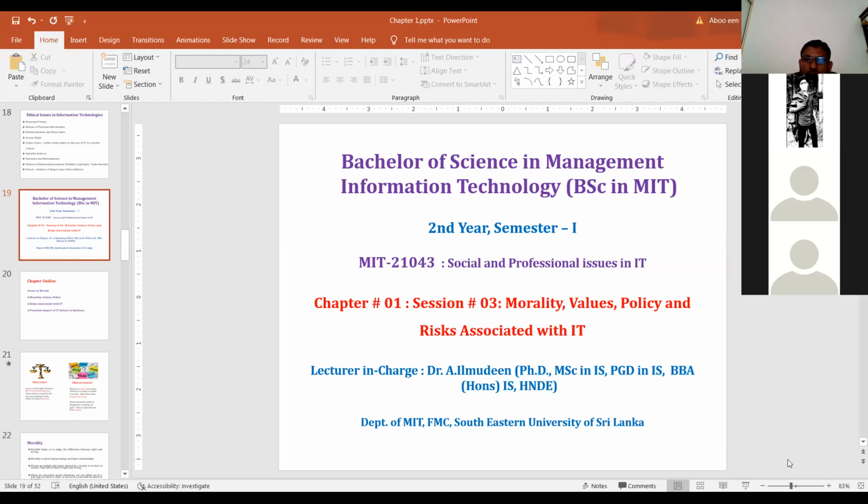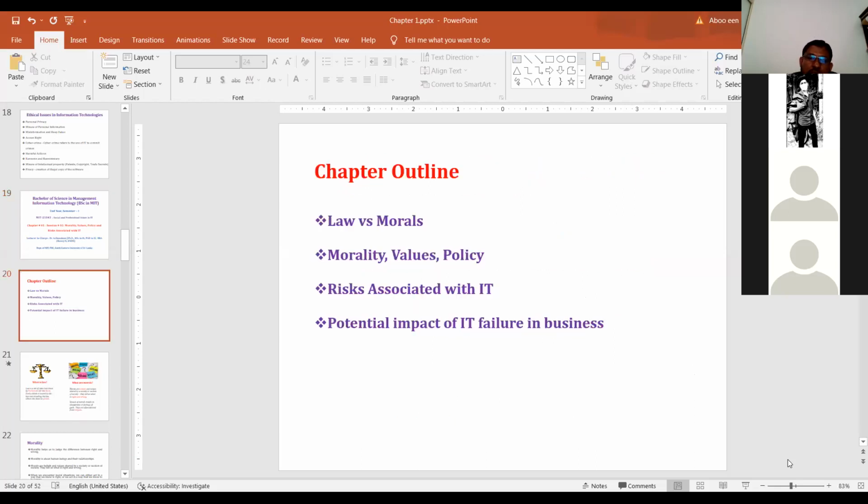Today we are going to discuss the morality, values, policy and risk associated with IT. In this lecture, we will get a brief idea about law and morals. We will discuss morality, values, policy, and the risk associated with IT, and the potential impact of IT failures in business. First, let's move into morals.